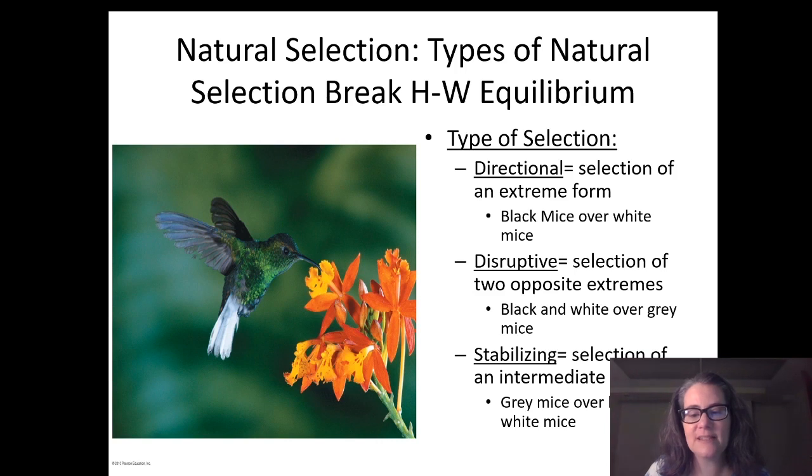Stabilizing selection happens a lot. It's very common. This is things like birth weight in humans, right? If you have too big of a baby or too small birth weight, then that can challenge either the mother's delivery if it's too large, or the baby's success at living if it's too little. And so we select an average birth weight as best. And so most babies are around 6-7 pounds when they're born, because it takes the pressure off these other two extremes that have some problems with them.